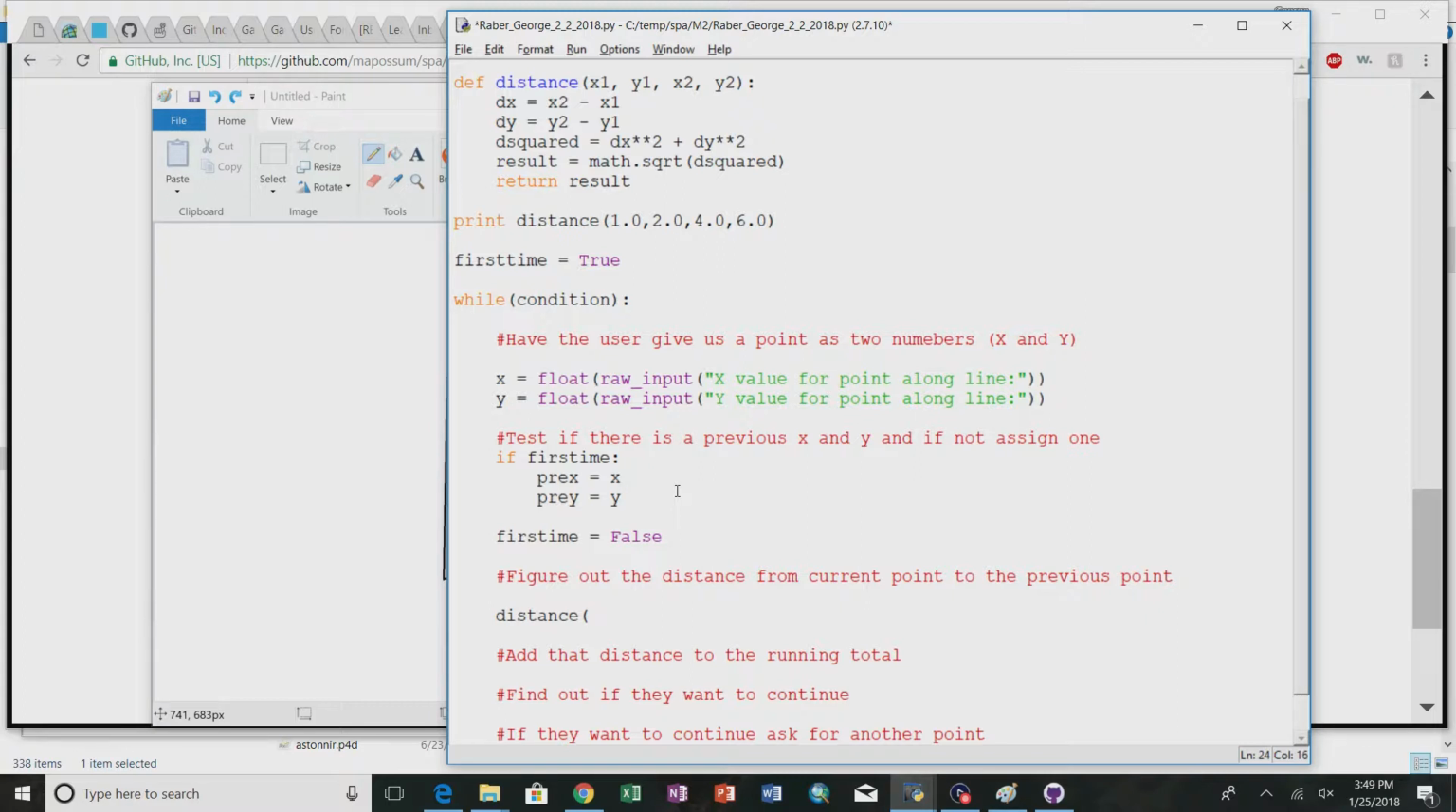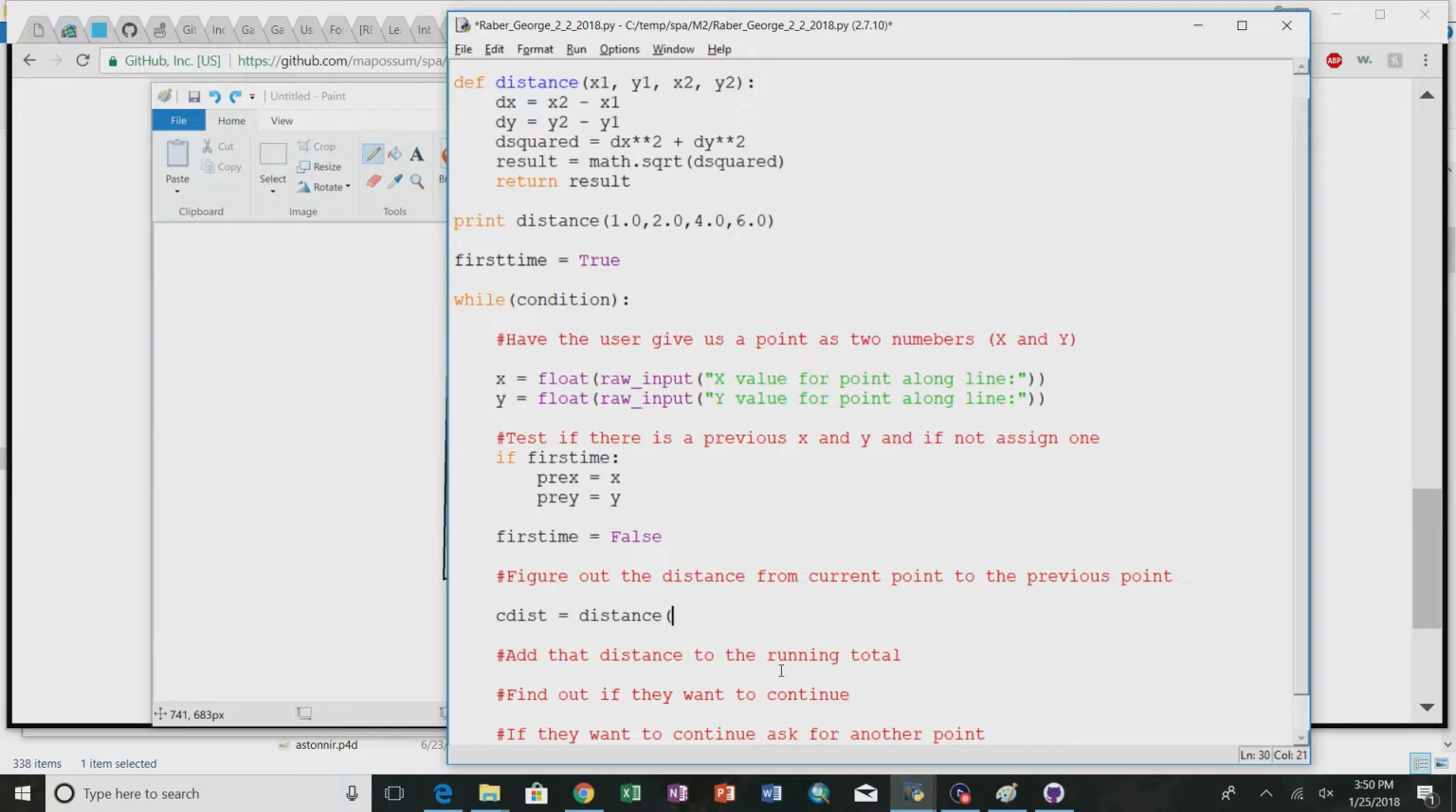Dr. Raber, when you do that first time test, wouldn't you go ahead and print what the distance is? I think it's a great thing to do for testing. It's not necessarily required, but let's call this cdist because it equals current distance. And I think it's a great idea.